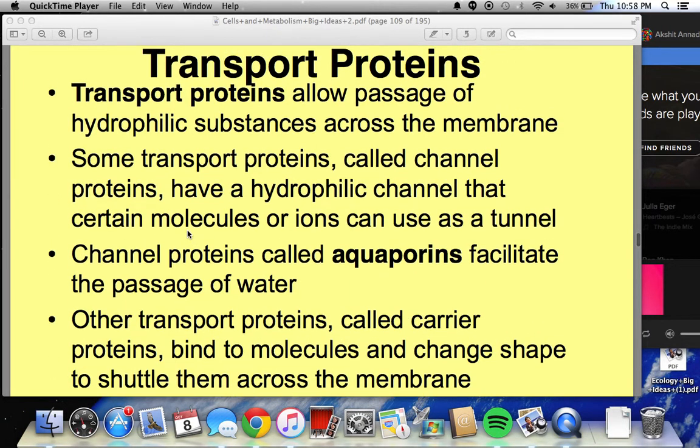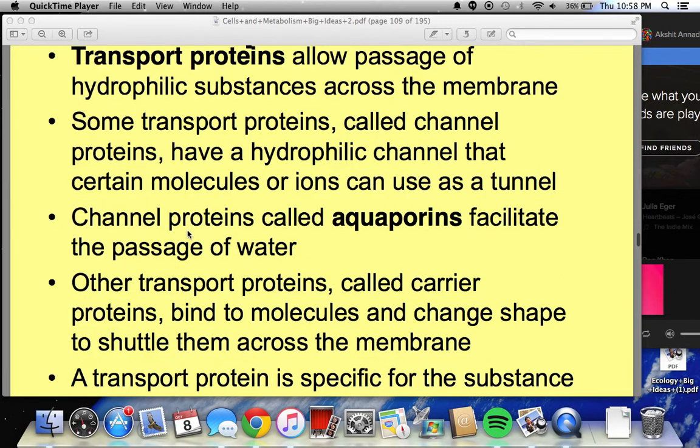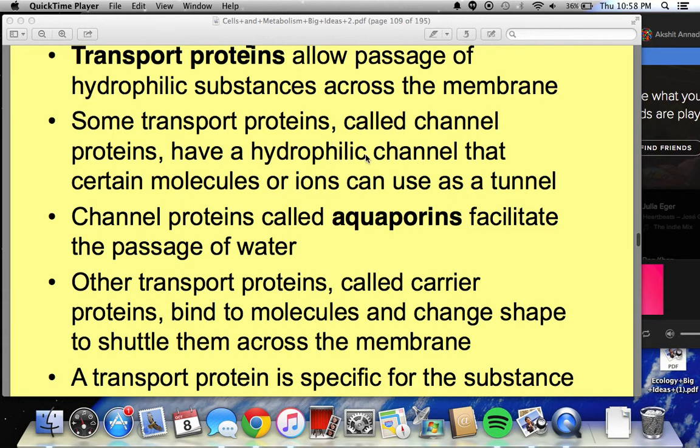And I was talking about the big proteins in the membrane in the last video, and most of them are transport proteins. They allow passage of hydrophilic substances across the membrane because, like I said earlier, hydrophilic substances can't go just through the membrane because either they're too big or the charge just doesn't work out. Some transport proteins are channel proteins, which means it's just a straight line and they can go through like a tunnel. A special type for the passage of water is an aquaporin.